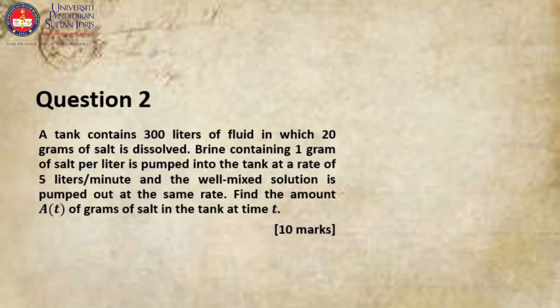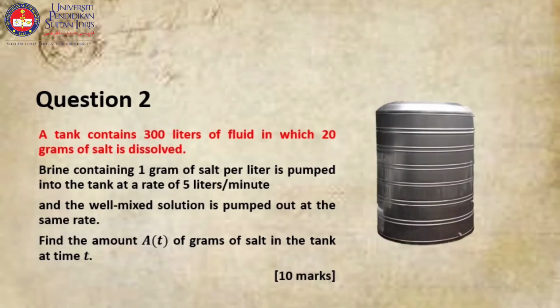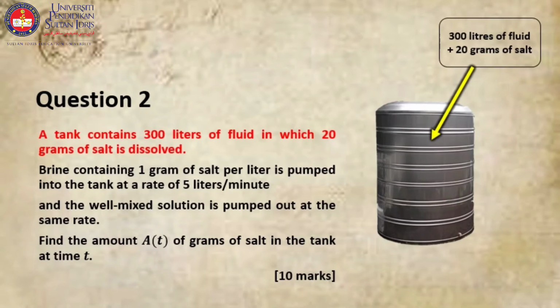To understand the question, let us separate the question into several sentences. First, a tank contains 300 liters of fluid in which 20 grams of salt is dissolved. So we have a big water tank in which we have 300 liters of fluid with 20 grams of salt dissolved in it. Next, brine containing 1 gram of salt per liter is pumped into the tank at a rate of 5 liters per minute.